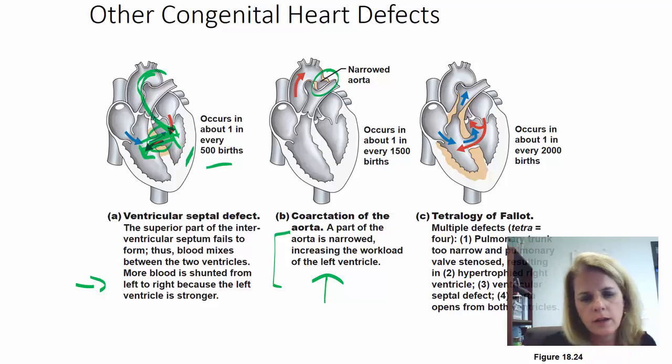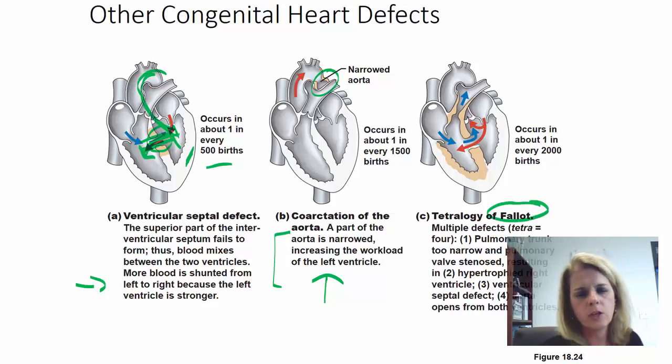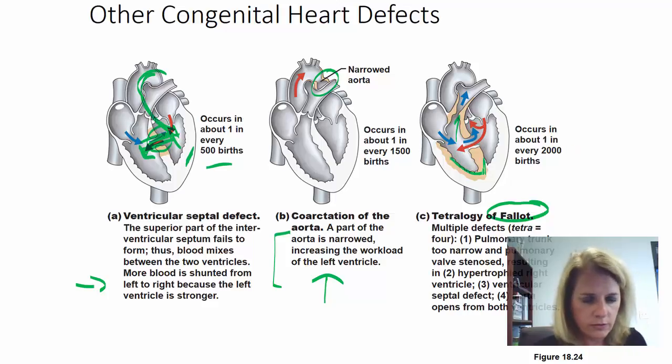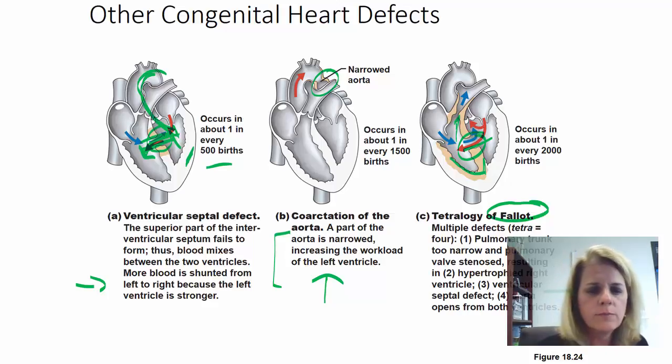Tetralogy of Fallot, that means there's 4 things, and I guess this was the guy's name who discovered it. You have a pulmonary trunk that's too narrow, or possibly pulmonary valve stenosis, which means the right ventricle is going to have to work too hard to pump blood out that way. You have a hypertrophied right ventricle because it's working so hard to pump blood out the pulmonary trunk. You have VSD, which means the left side is forcing more blood into the right side, causing it to be over-distended and having to work harder. And you have an aorta that opens into both ventricles.